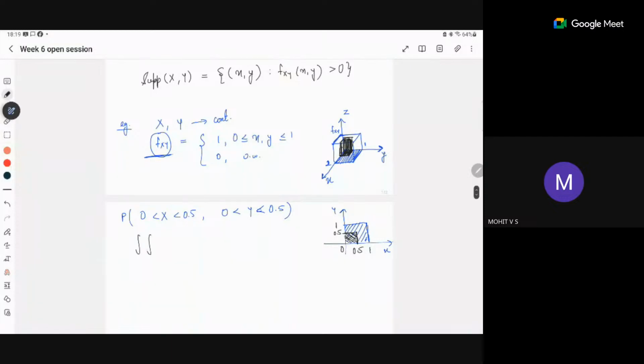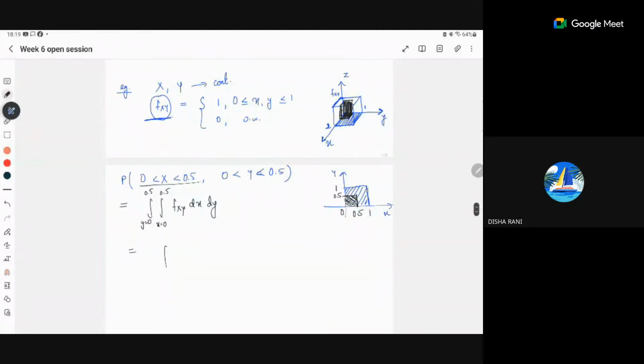To find the probability, we find it by double integral. So it will be the double integral of f of xy dx dy. And how is x varying? x is varying from 0 to 0.5, and y is varying from 0 to 0.5. And how is f of xy defined here? It is defined as 1. So this becomes the integral of 1 times dx dy, 0 to 0.5 and 0 to 0.5.